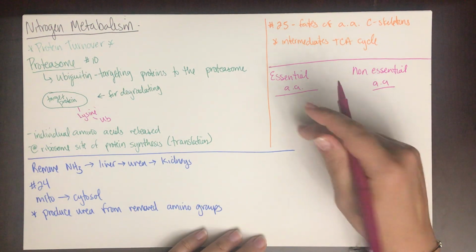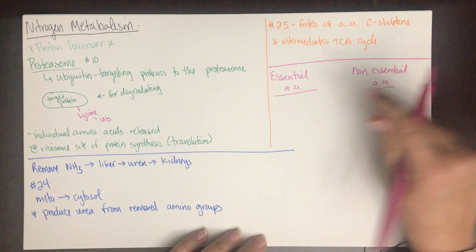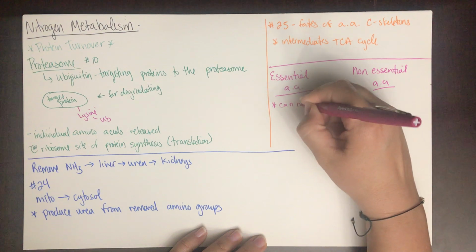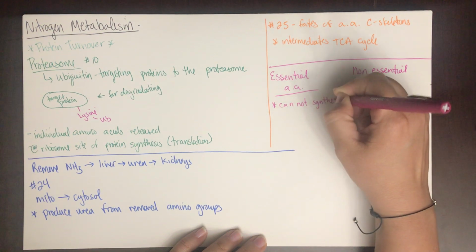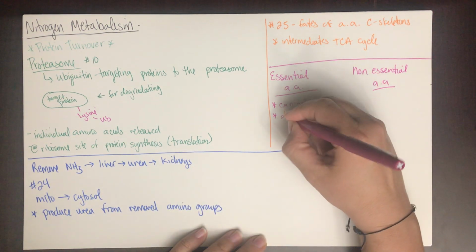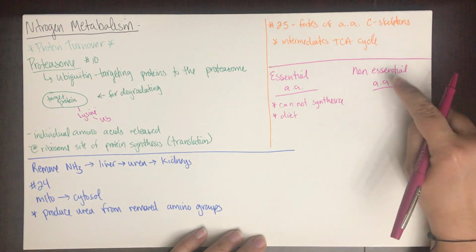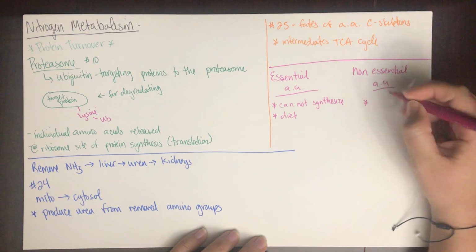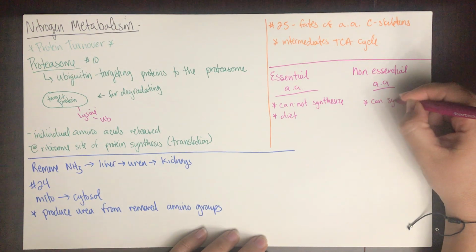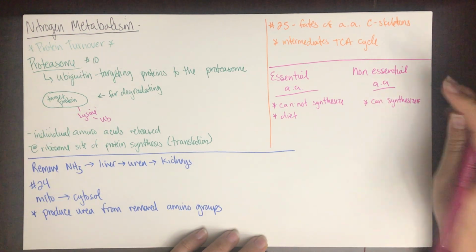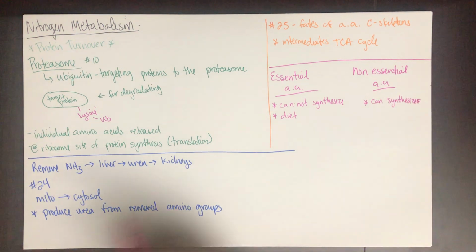Essential does not mean that they are important, and non-essential means they're not important. Essential means we cannot synthesize this group of amino acids, so it is necessary that we get these amino acids from our diet. Non-essential amino acids does not mean that these amino acids are not important. It just means that we can synthesize these amino acids. So it's not essential that we get them from our diet. They still are required for the proteins that we need.